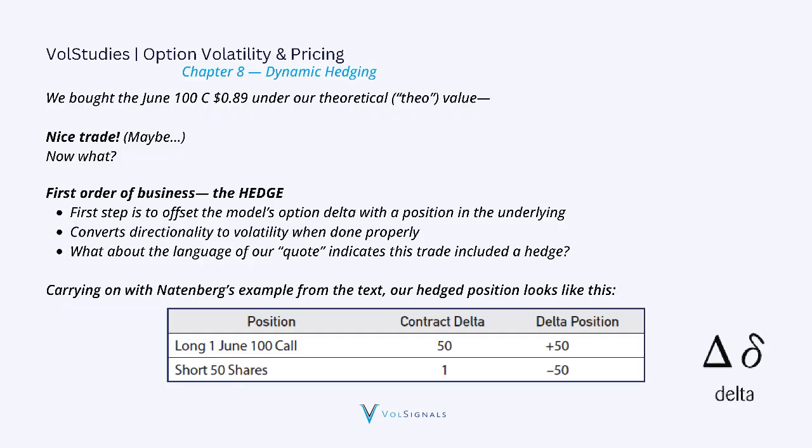Because we offset the directional bias of the option, now we're betting on movement, not movement in one direction, but movement overall. Now, what about our quote? What in the language of our quote indicates that this trade included a hedge?